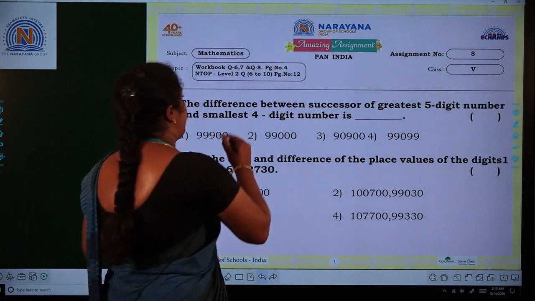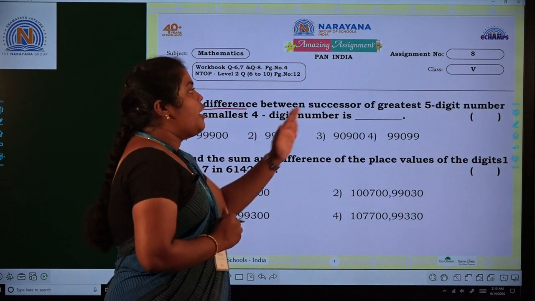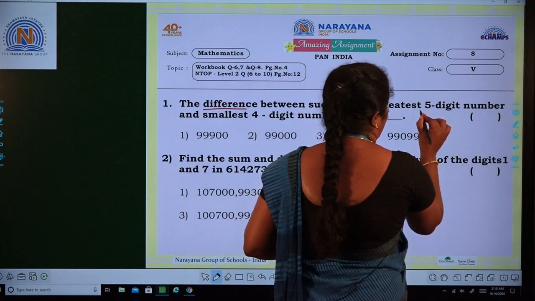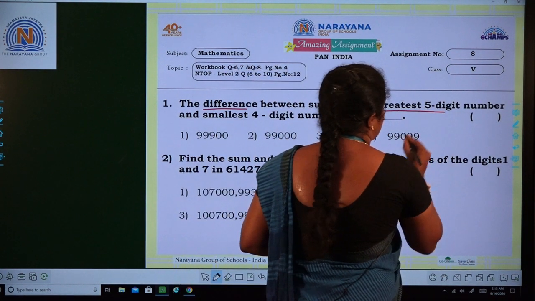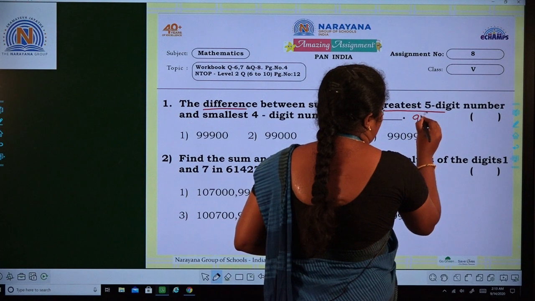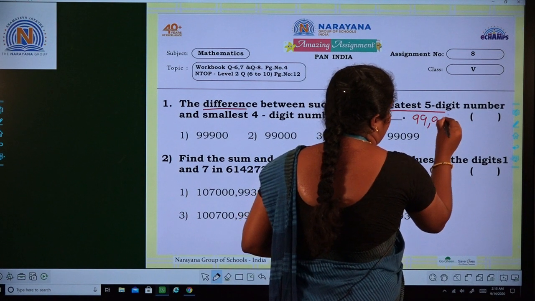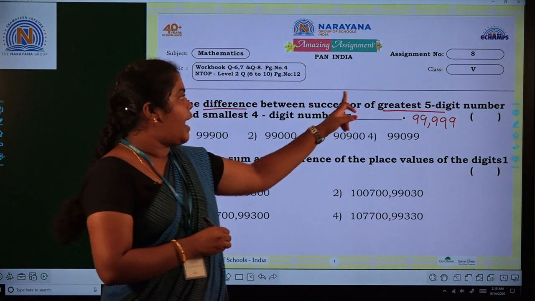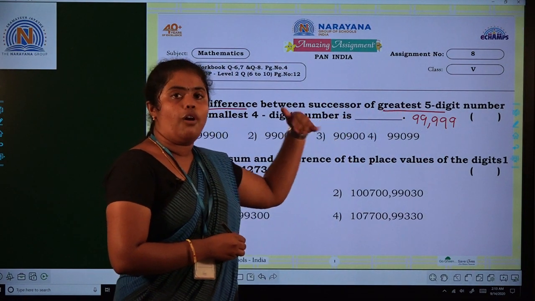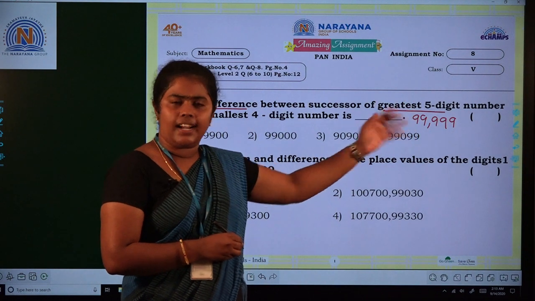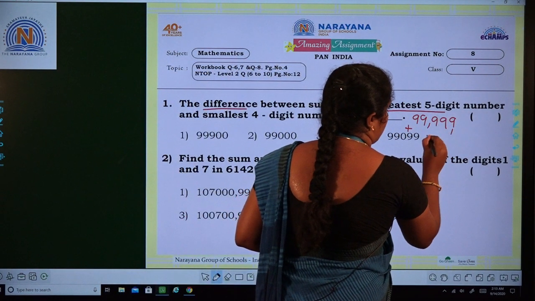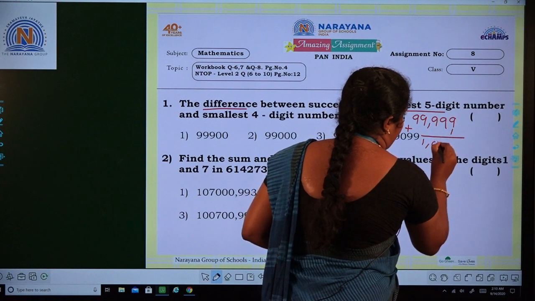So we have to find out the difference of greatest 5-digit number. So we have to know the greatest 5-digit number first. The greatest 5-digit number is 99,999. Then successor of the greatest 5-digit number. So we have to write the successor. It means after number of 99,999, we have to add plus 1. We get 1 lakh.